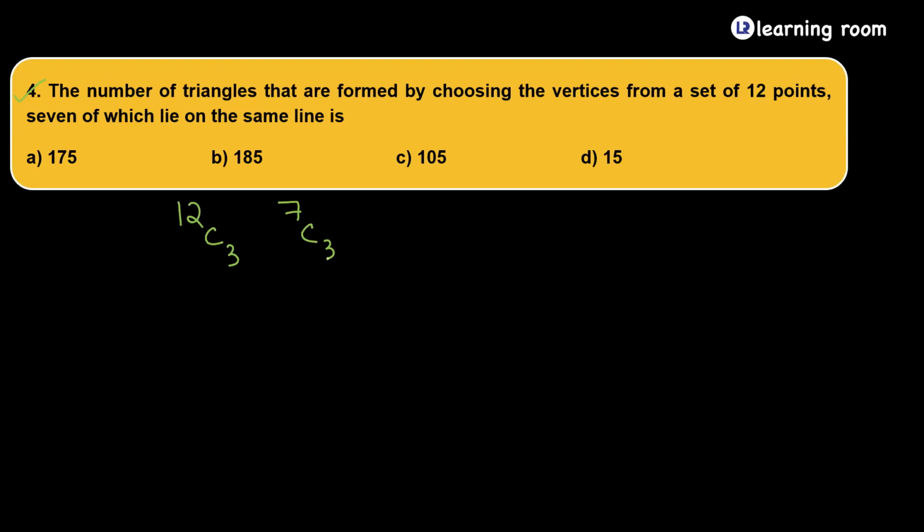So it is 12C3, and 7C3 do not form the triangle, so you have to subtract both. So 12C3 minus 7C3 will be the answer. So 12 factorial divided by 9 factorial into 3 factorial, minus 7 factorial divided by 4 factorial into 3 factorial. So 12 factorial means it will be 12 into 11 into 10 into 9, okay, 10, that's it, no. So we'll stop with this.